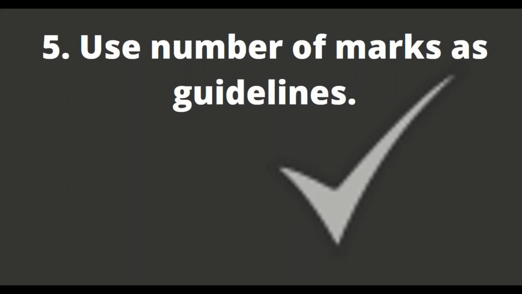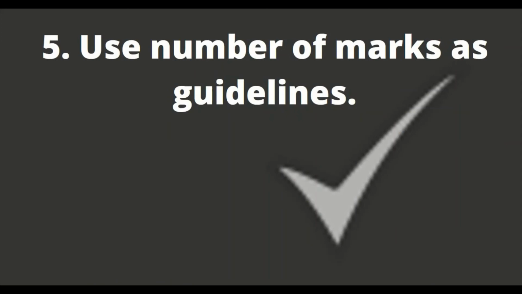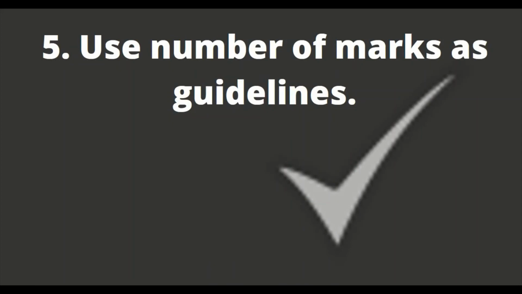So in terms of, again, linking this to knowing how to use your calculator, if it's 3 marks, you don't need to write 10 steps to arrive at the final answer, because then you're wasting time. And remember, your paper is 3 hours, which is 180 minutes. So use the number of marks as guidelines. And we're going to talk about time later in this presentation.